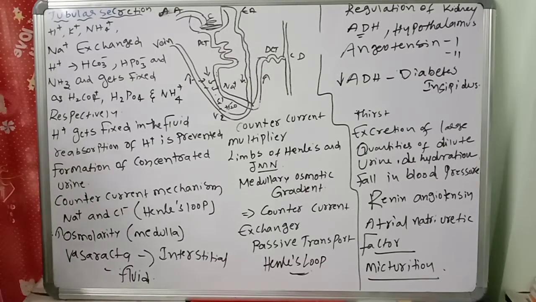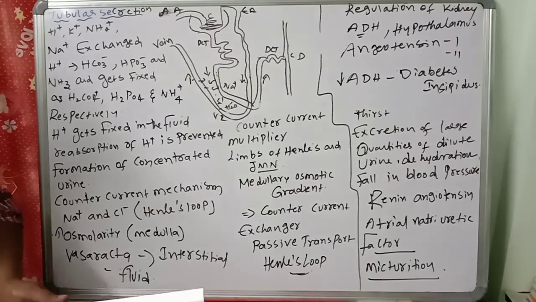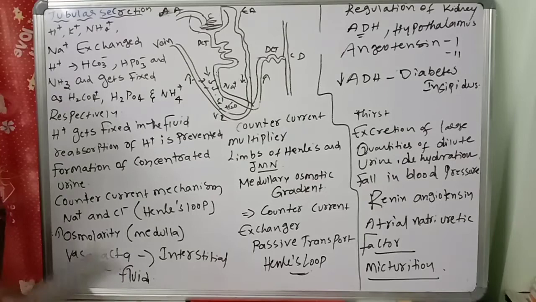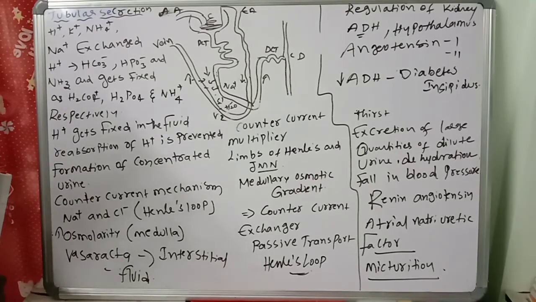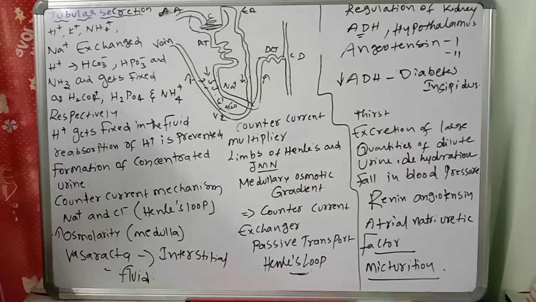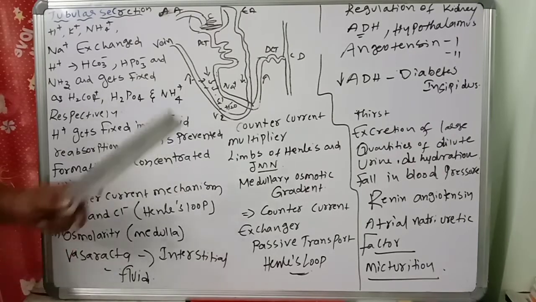Renin is also helpful for vasoconstriction. So renin, angiotensin 1, angiotensin 2, aldosterone, all are helpful for increasing the blood pressure and glomerular filtration rate. That's why it is called the RAAS mechanism. RAAS full name: renin, angiotensin, aldosterone system, and even atrial natriuretic factor, ANF.